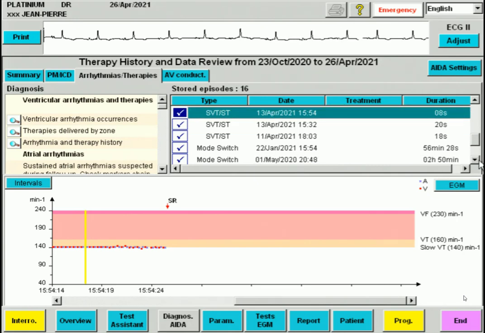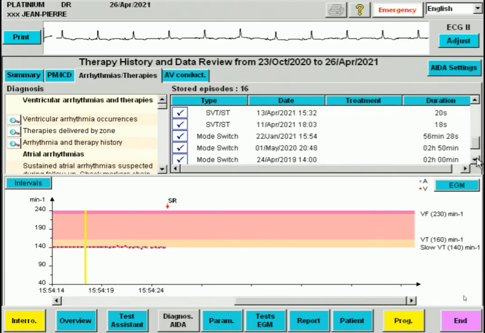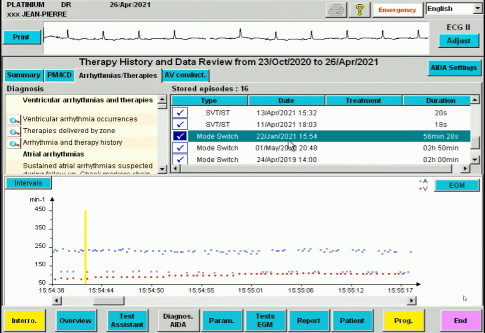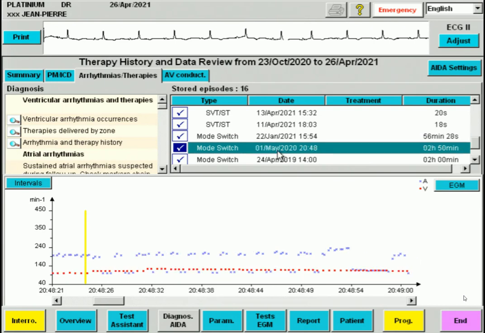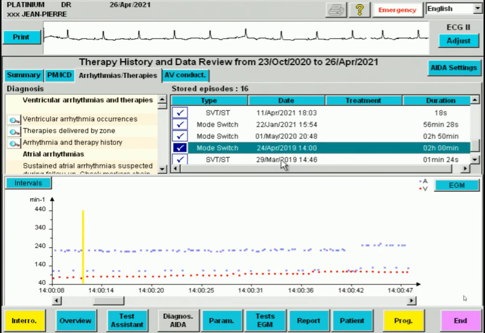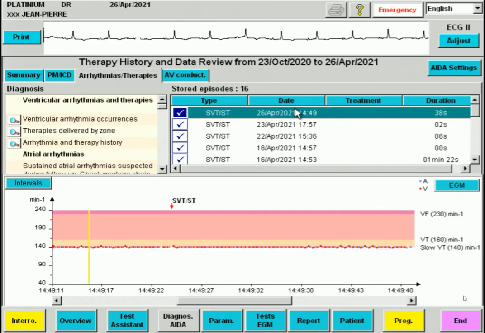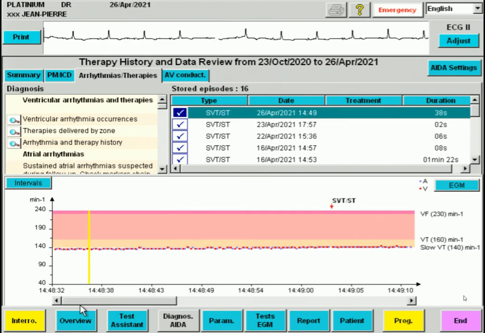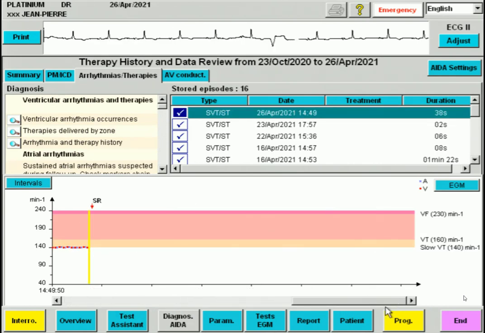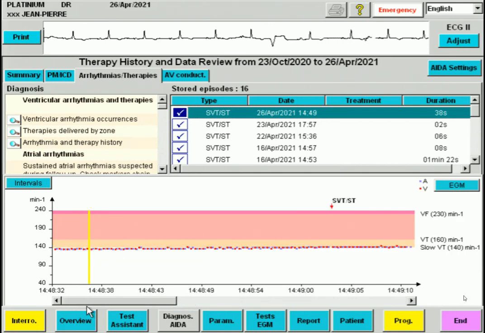The device has also recorded 3 mode switch episodes. They are rare events, as they occur once every year. If we look at the SVT-ST episodes, we see that they correspond to exercise. We see a progressive rise of heart rate within the tachycardia zone, so this is no ventricular arrhythmia.